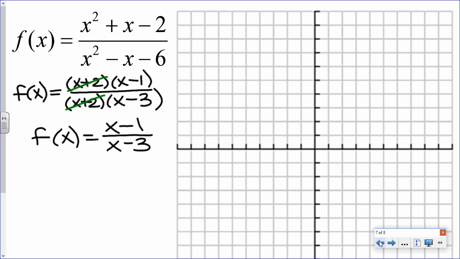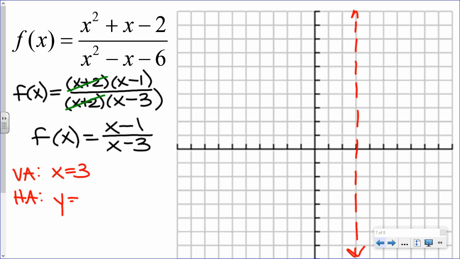So let's go back to our example. Now that we've reduced, we have x minus 1 over x minus 3. If we talk about vertical asymptote, our denominator is 0 at 3. So x equals 3 is our vertical asymptote. The degrees of the numerator and denominator are the same. So we look at the leading coefficients. We have 1 over 1. So our horizontal asymptote is 1.